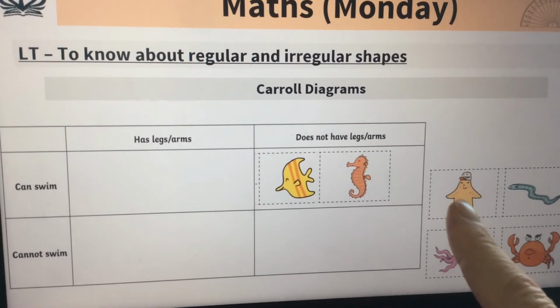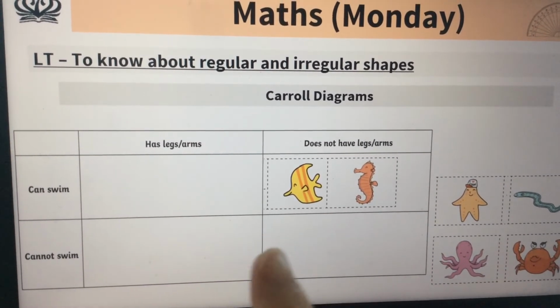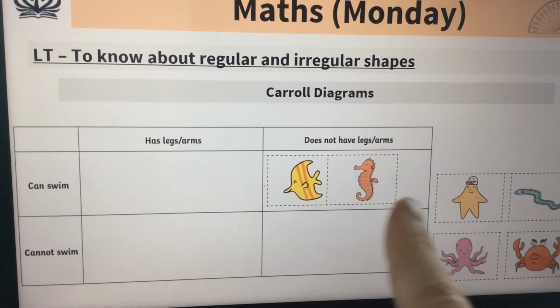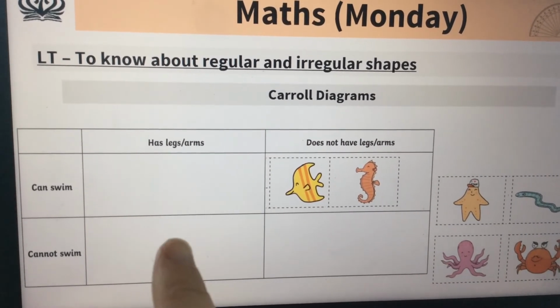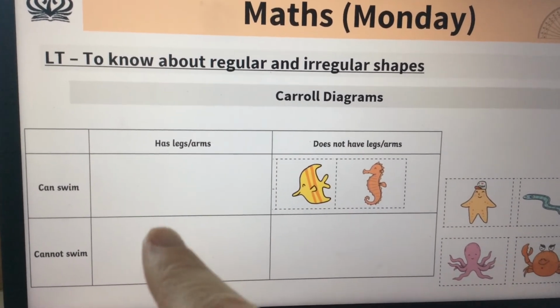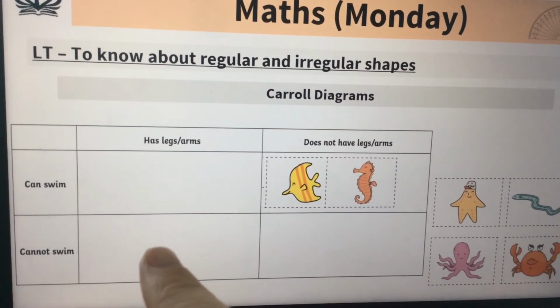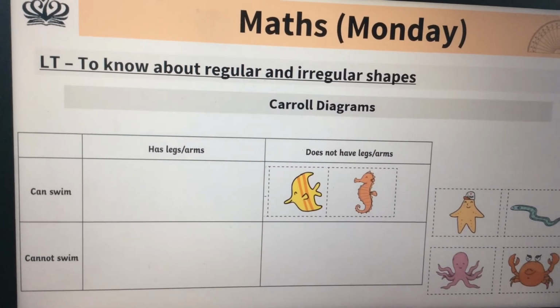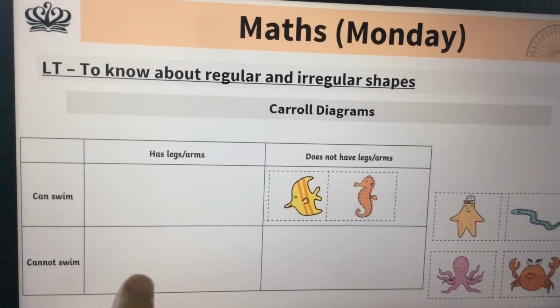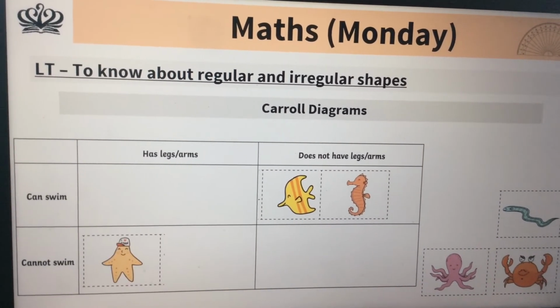Okay, let's have a look at the starfish. So does it have legs and arms? Yes, it does. It's got lots of legs, so it's going to go in this column here. Can it swim or can it not swim? It doesn't swim, I guess it kind of shuffles along, doesn't it, a little bit along the sides or along the ground. So it can't swim, so it's going to go into this box here.